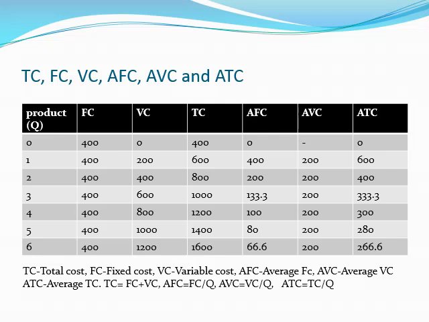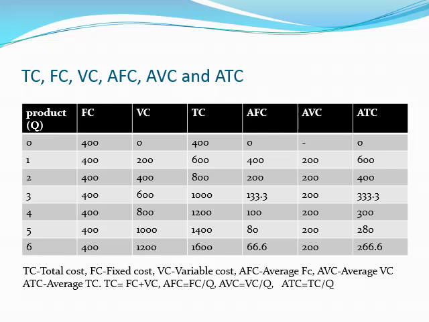Product equals 3. FC equals 400, VC equals 600. The total cost equals 1000. Average fixed cost equals 400 over 3, 133.3. AVC is always 200. ATC equals 333.3.